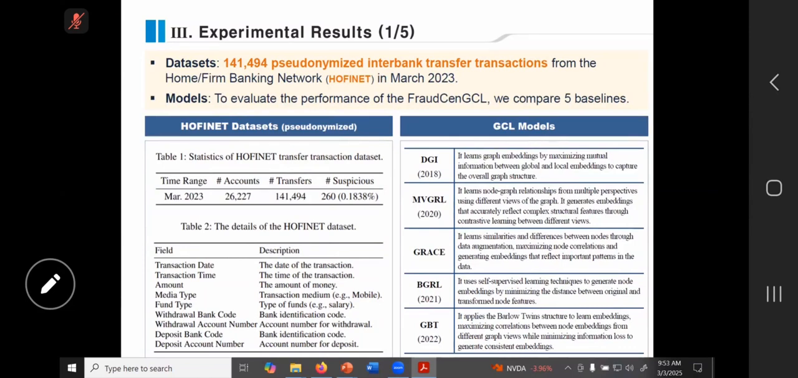So the right one is the graph contrastive learning models. We adapted 5 models to compare the performance enhancement when applied to FraudCenGCL. The audience might be accustomed to these, but the first one, DGI, means the graph embeddings. The second one, MVGRL, node-graph relationships from multiple perspectives. Third one is GRACE, similarities, and fourth one is BGRL, self-supervised learning techniques. Fifth one is Barlow Twins structure.